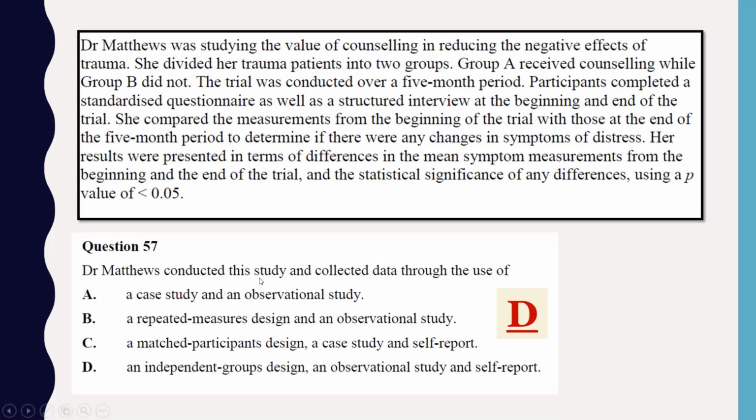The observational study is because after the trial period is done, it says that Dr. Matthews compared the measurements from the beginning of the trial with those at the end of the 5-month period. So she's observing the results and observing changes in the symptoms of distress. That's why option D is the best option there. Alrighty, hopefully you guys got option D as well. So we'll move on to the next question.